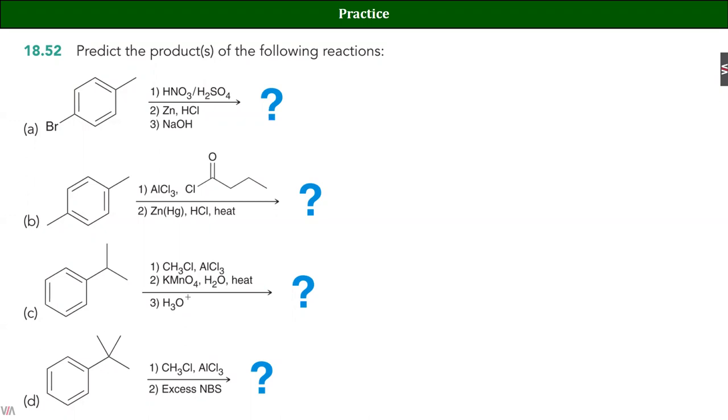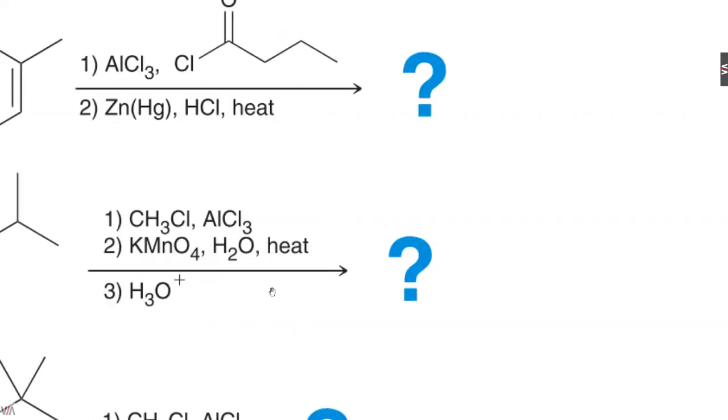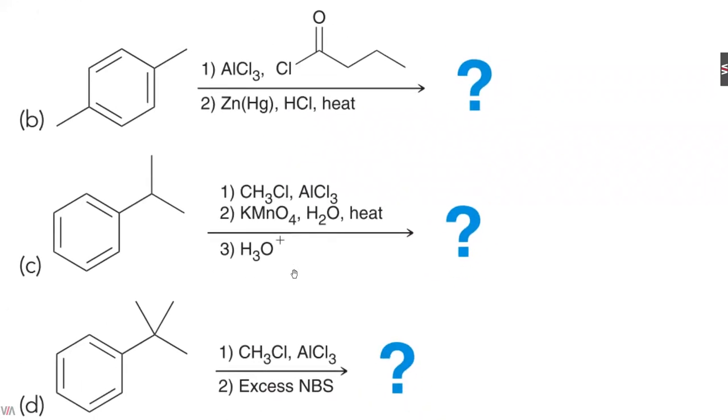And then the last one: the second and third steps here led to the benzylic oxidation to carboxylic acid. And then the last one was the Friedel-Crafts alkylation in the para position with excess NBS, which means you're going to brominate it three times, and there are no benzylic hydrogens. And actually, we did not specify on C that we only said it oxidized one of the benzylic carbons, but there are two benzylic carbons with hydrogen. So we would actually wind up with para-phthalic acid or terephthalic acid.